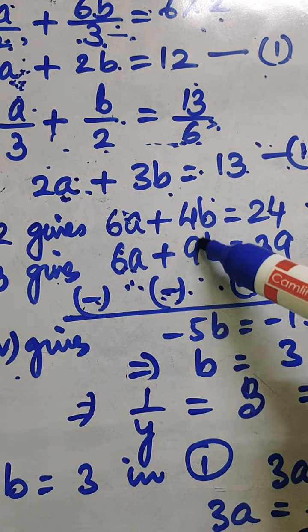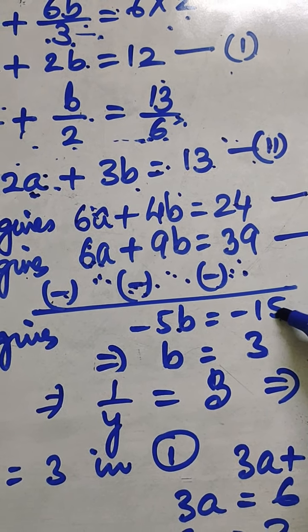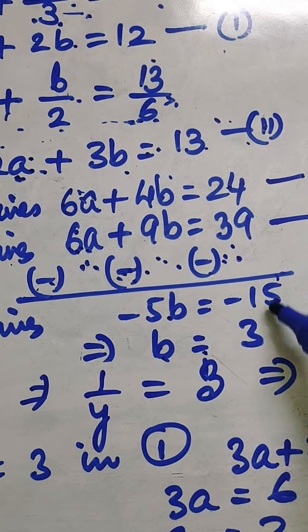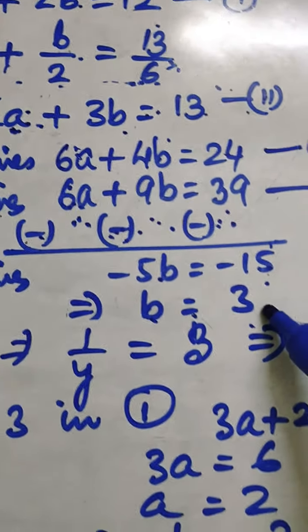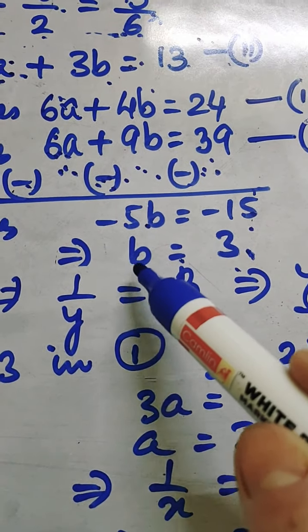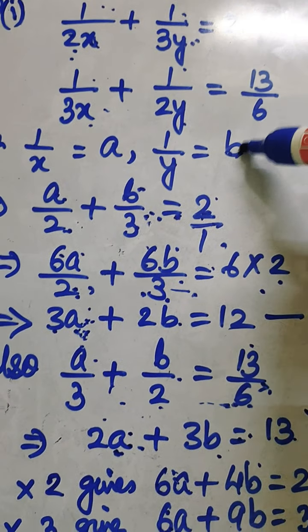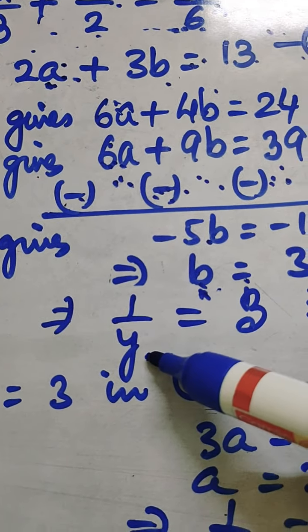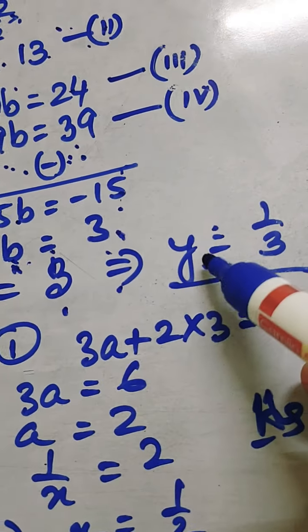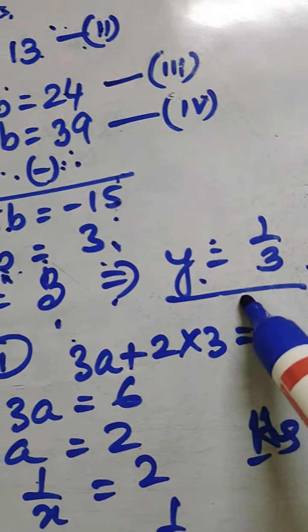So when you change the sign, you get minus 5b and here you get minus 15, and then b equal to minus 15 by minus 5, that gives you 3. So b equal to 3. Immediately you can replace again. 1 by y was assumed as b, so in place of b, you bring back 1 by y.